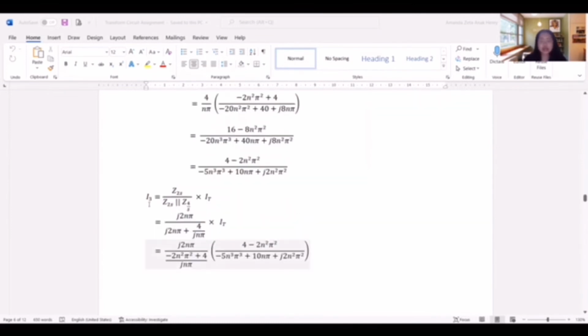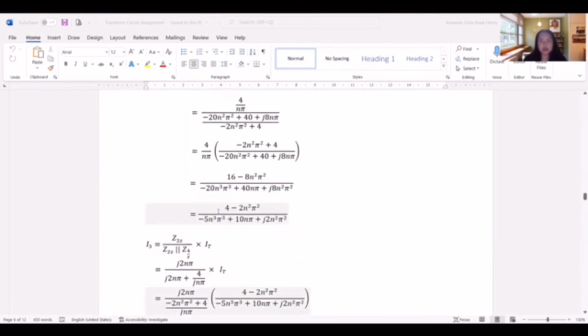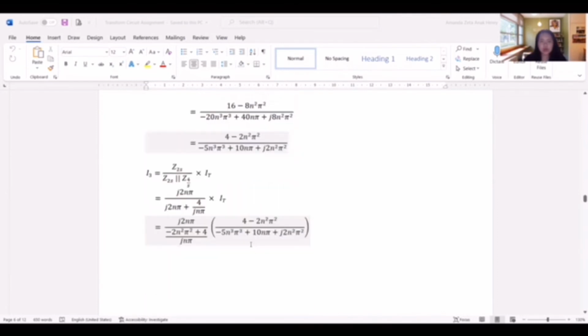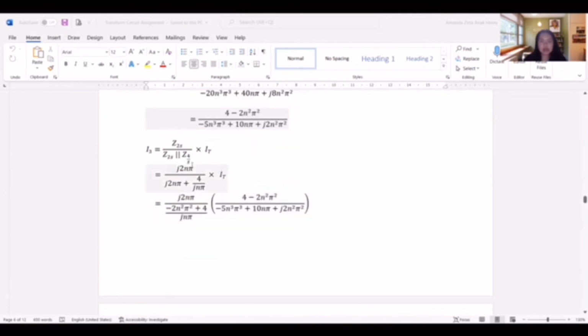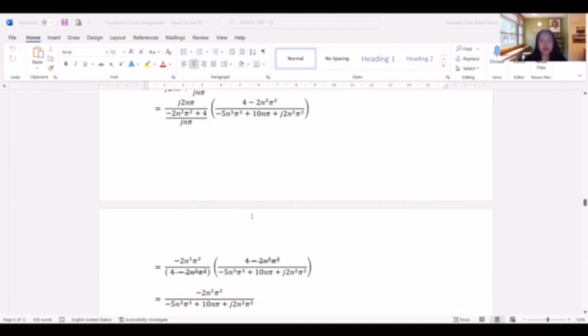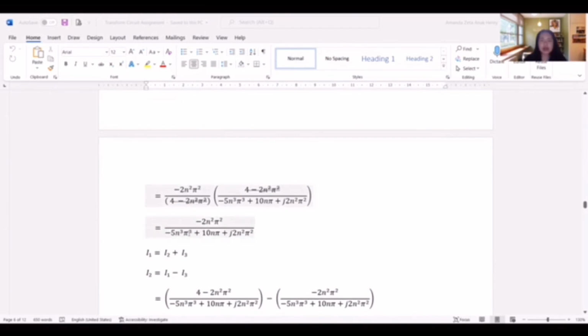We find the I3 using the current divider rule. So current divider rule, which is Z2S divided by Z2S parallel with Z4, and then we multiply with the total current, which is I1, this one, the answer with I1, and then we will get this one, and then we will make the denominator the same, and lastly we will get the answer is this one.